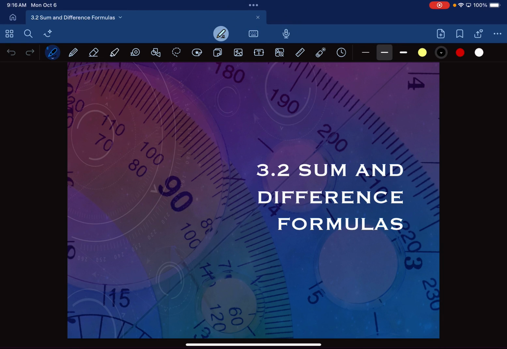Today we're going to take a look at section 3.2. We're looking at sum and difference formulas. What we have been doing up until now with a lot of the trig from section 1.1 on has been very specific values on the unit circle, right?